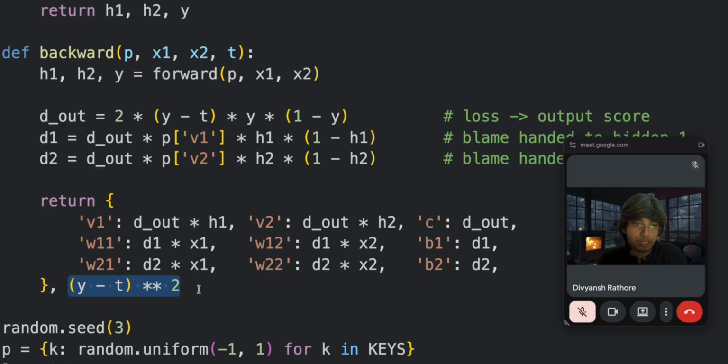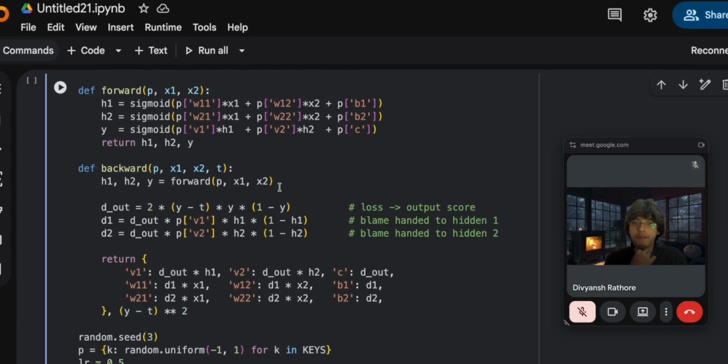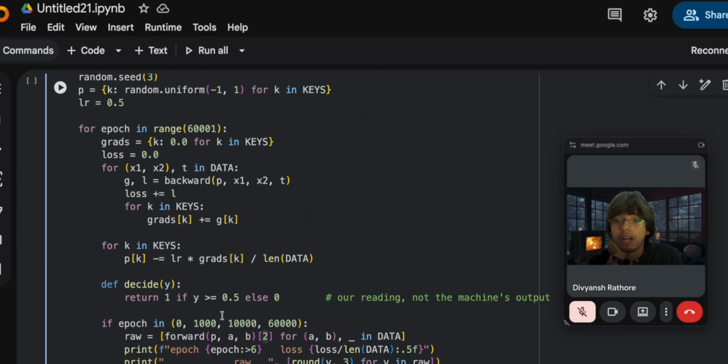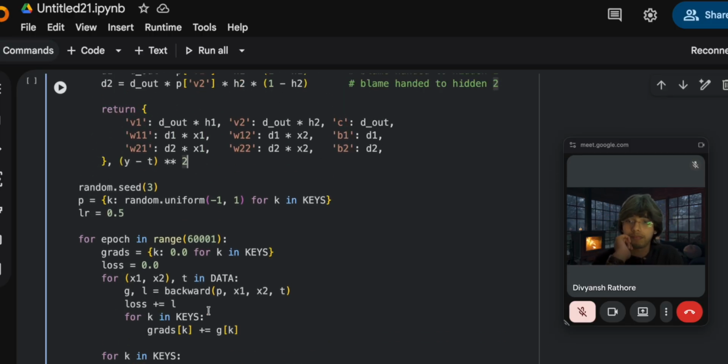y minus t whole squared. Okay, so this is the backward function. So we'll just go forward and calculate the gradients. Okay, now time to combine the whole thing together and run our program.